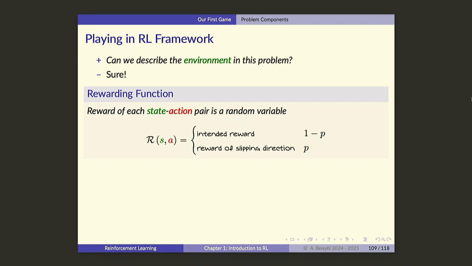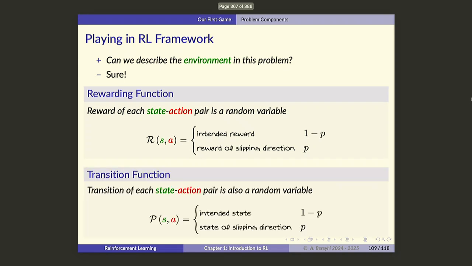The chance of getting another reward is p. So this is the direction that you are going. With 0.9, you're going to get the reward that is there. If there is a frozen cell, then it's going to be 0. If there is a hole, it's going to be -1. And with probability 0.1, you can get any of the other rewards. Okay, this is the rewarding system.